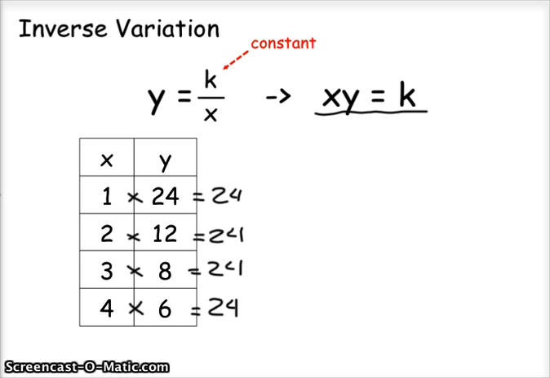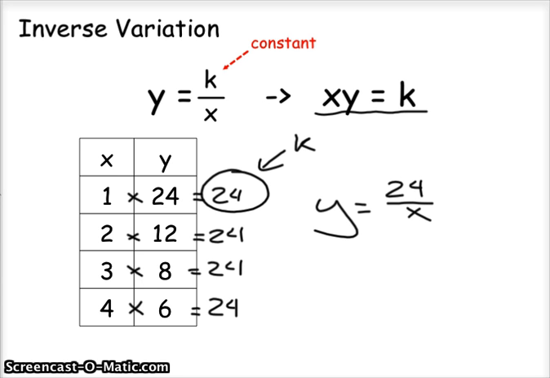To write our equation, all we're going to do is take this constant term, this is our k, and plug it in. So I'll have y is equal to 24 over x, or you can write it as x times y equals 24. You can pause here for notes, and then we'll pick it back up with doing a few more examples.